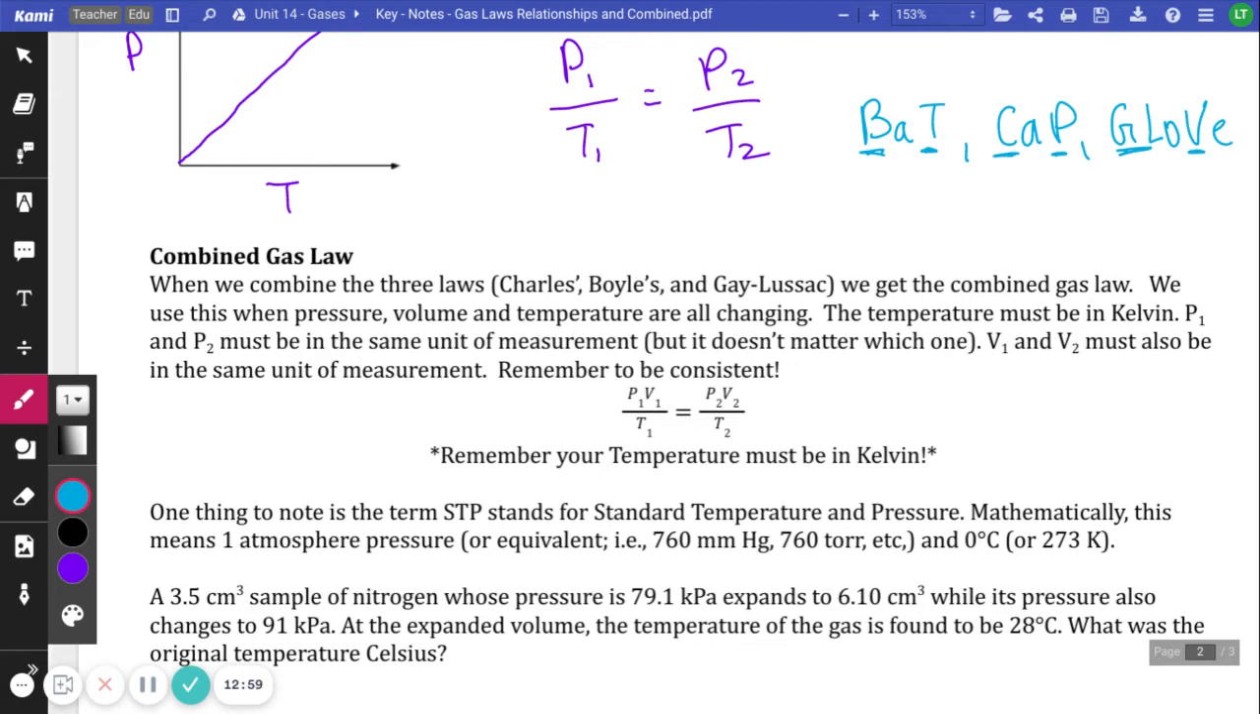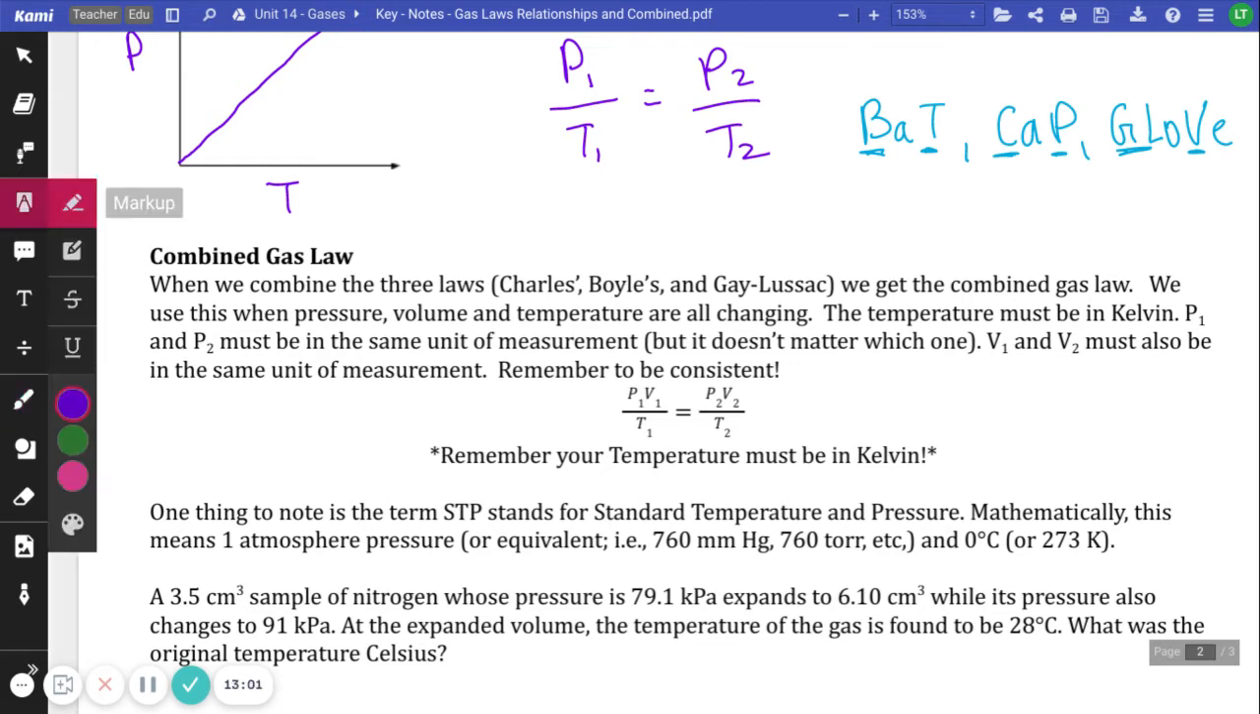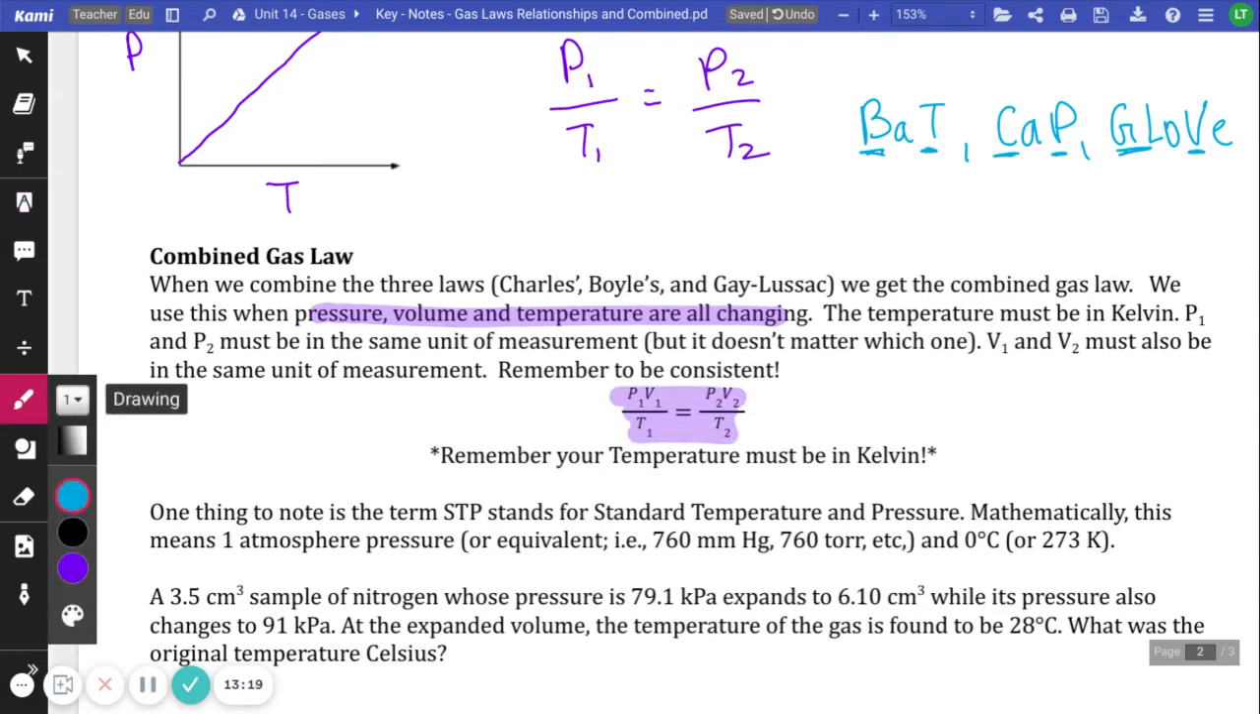So we would use the combined gas law when all three variables are changing. So when pressure, volume, and temperature are all changing. Remember, temperature must be in Kelvin. Our pressures must be in the same units. It doesn't matter which one, as long as they're the same. And then volume must be in the same units. And here is our overall equation for the combined gas law.